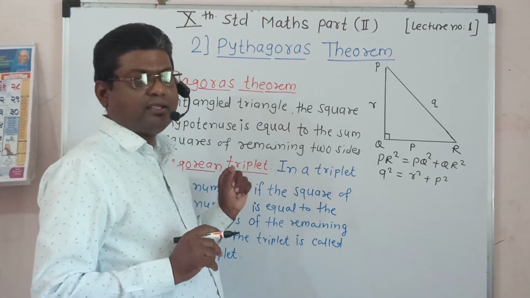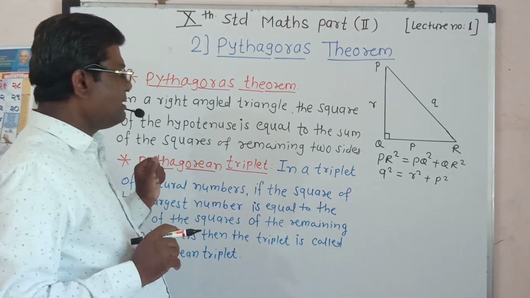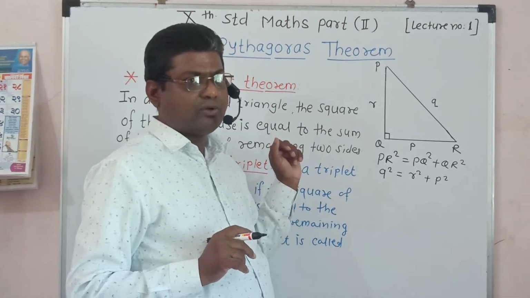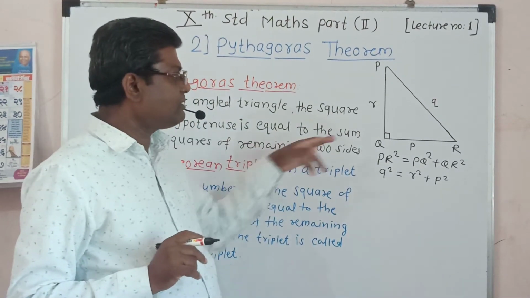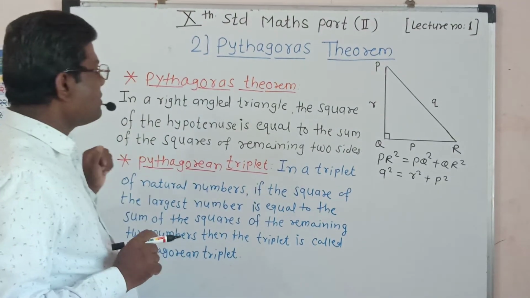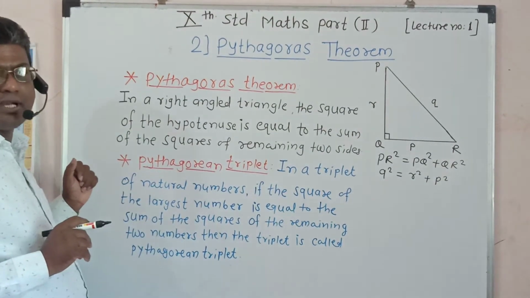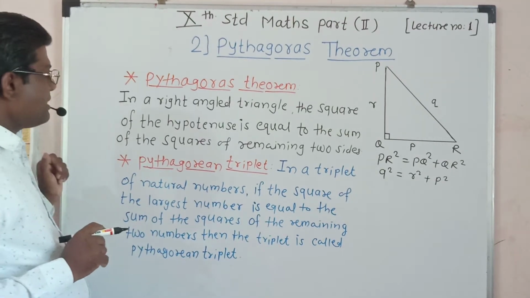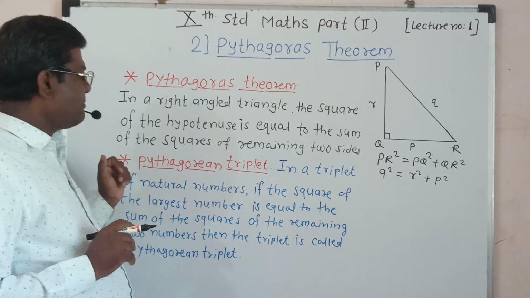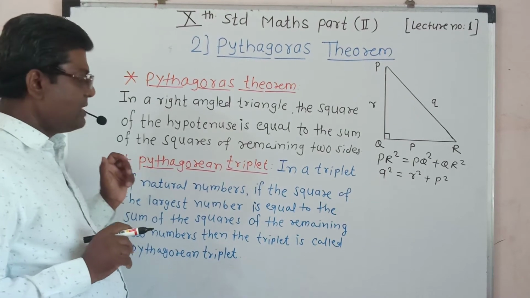Thus in any right angled triangle, the square of the hypotenuse is equal to the sum of squares of the remaining two sides. This is the Pythagoras theorem you have studied in 9th standard also. Now let's see what is meant by Pythagorean triplet.